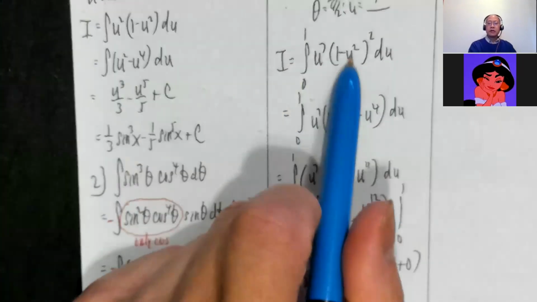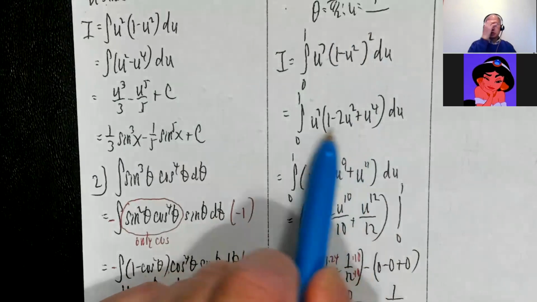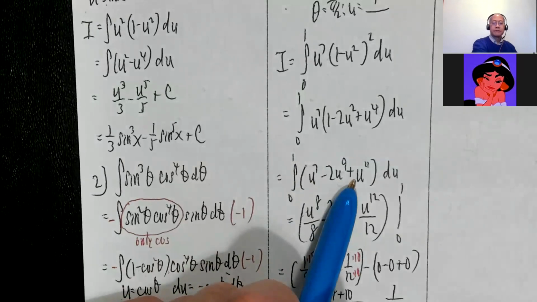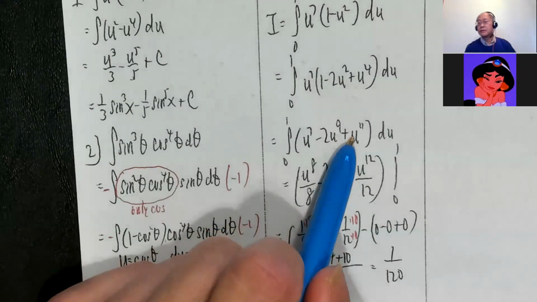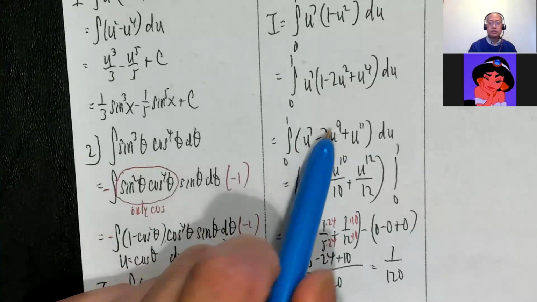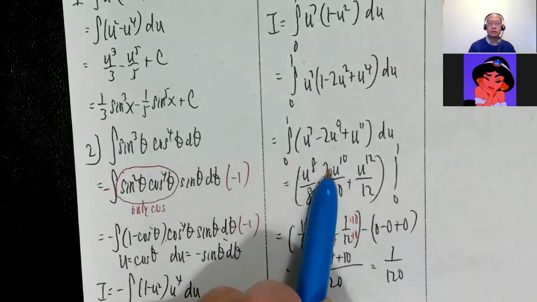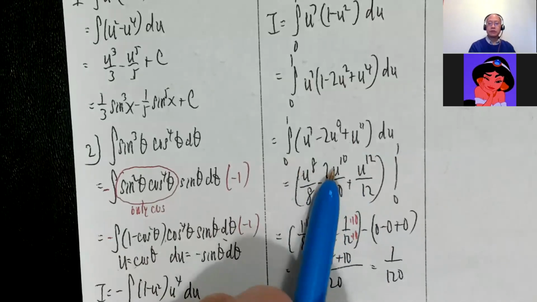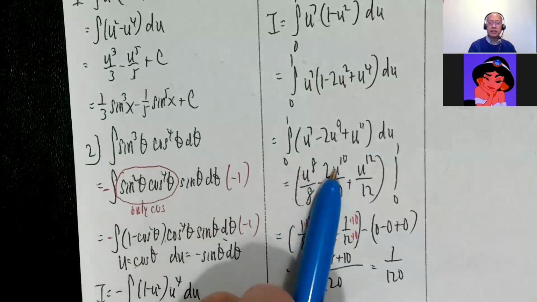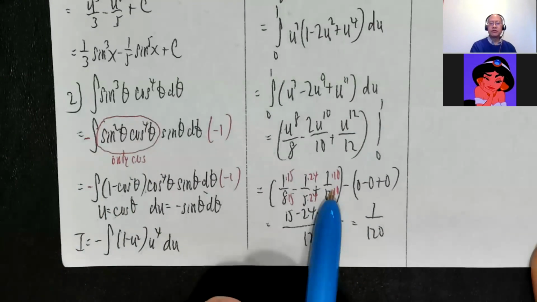Okay, so u to the seventh, square this: 1 minus 2u squared plus u to the fourth. Distribute: u to the seventh minus 2u to the ninth plus u to the 11th. Okay, so there we go. u to the eighth over 8 minus 2u to the 10th over 10 plus u to the 12th over 12. Plug in 0, you get 0, since 0 to the 8th, 10th, and 12th are all 0. Plug in 1, that's a 1, that's a 1, that's a 1. So 1 eighth minus 2 tenths, which is 1 fifth, plus 1 twelfth.